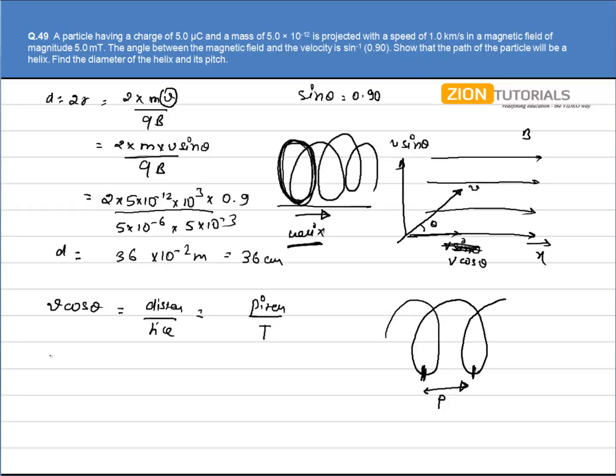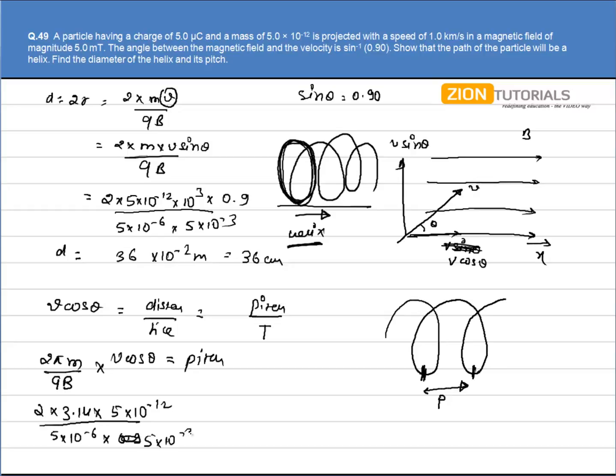Fine. So I can write 2 pi m by qB, that is what the time period is, into v cos of theta is equal to the pitch. Fine. Just substitute all the values. I have 3.14, mass is 5 into 10 to the power minus 12, charge 5 microcoulomb, magnetic field is 0.5 into 10 to the power minus 3 tesla, velocity is given as 10 to the power 3, and cos of theta. Fine. Sine theta is known to me.